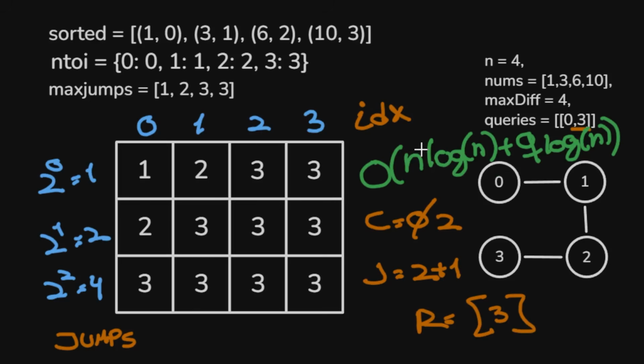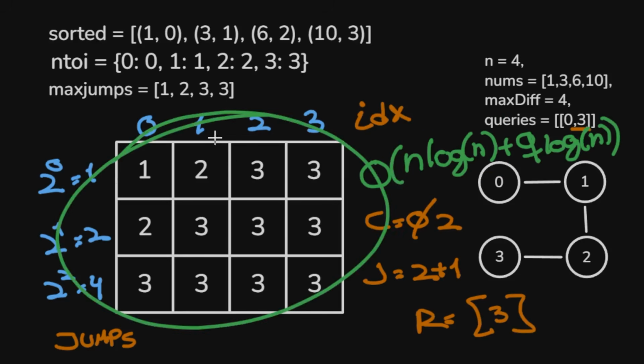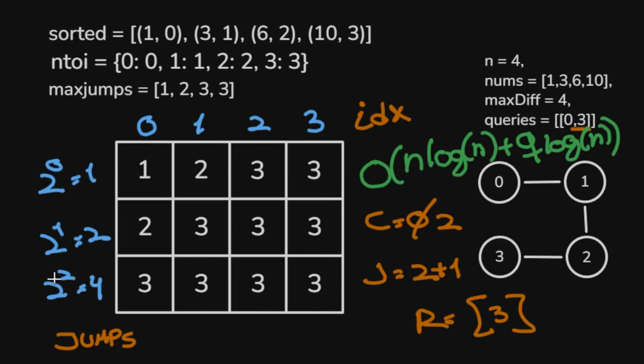Then we have to build this array max champs. Remember that from every index we are running a binary search. Binary search requires log n, so the overall time complexity for that part is n log n. Then we have to build this table. The dimensions are n times log n, so this is n log n again.